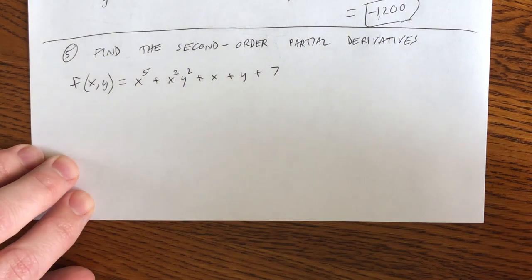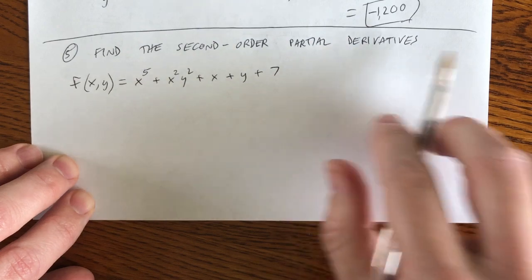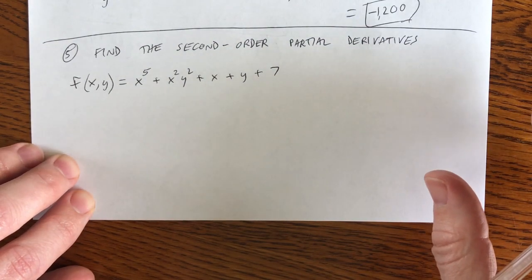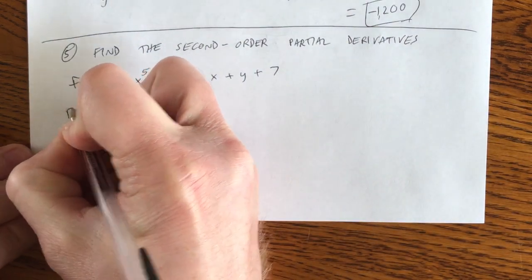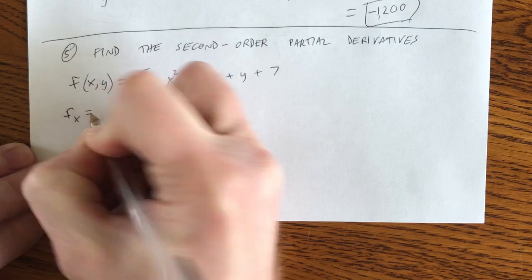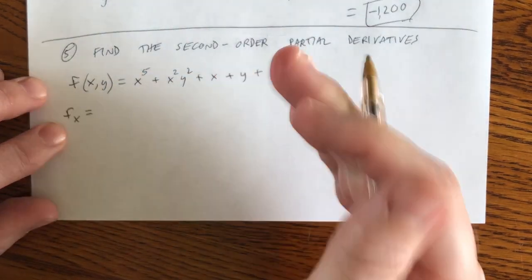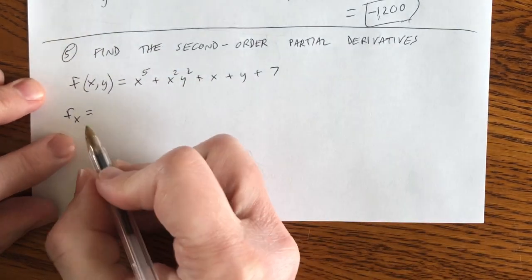Okay, for the last example, we're going to find the second order partial derivatives. So thus far, we've only been looking at the first order partials. Now we're going to look at what are called second orders. So here's what I would suggest. In order to come up with the second order partials, you first need to determine the first order partials. So let's go ahead and do that.